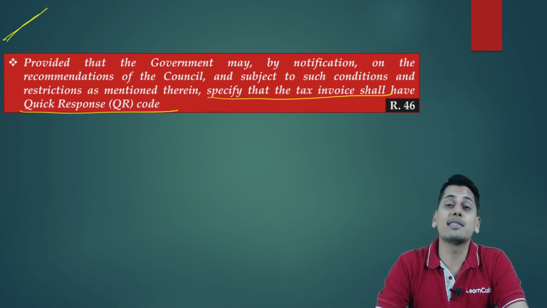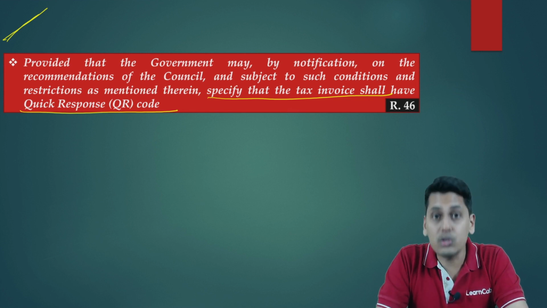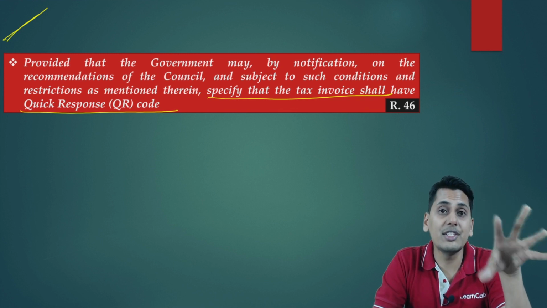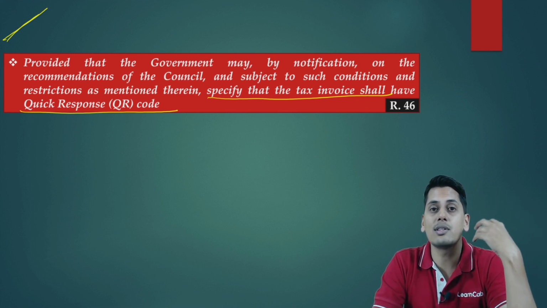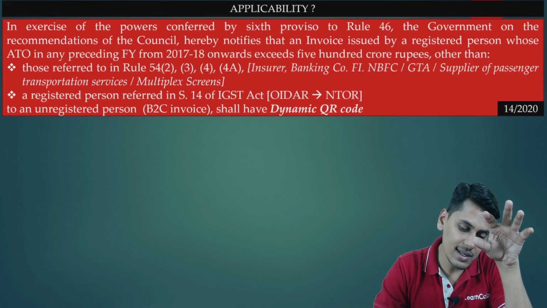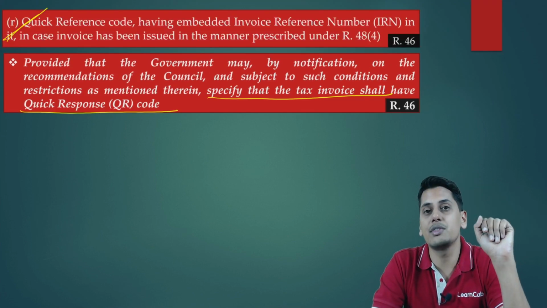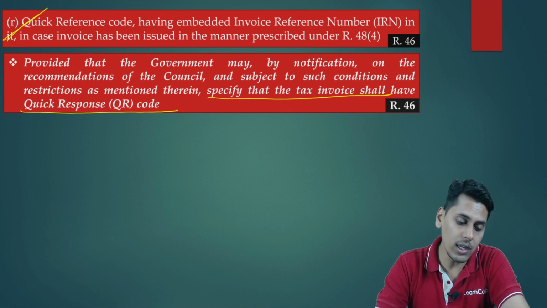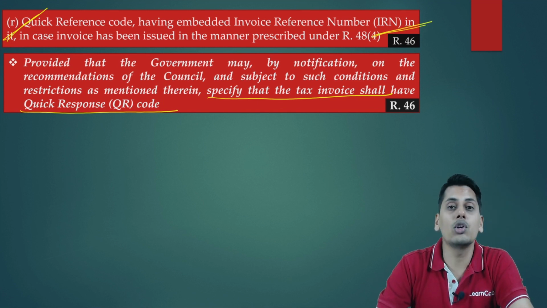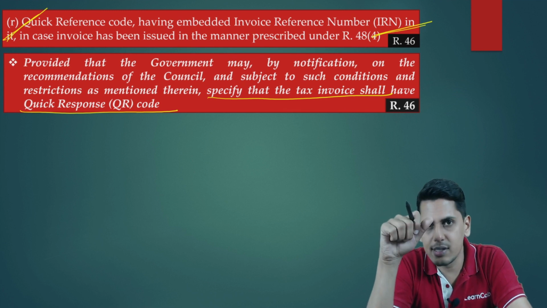So friends, 6th proviso to rule number 46 also tells you that the government by notification will tell you which type of tax invoices or tax invoices issued by whom shall have a QR code. Now friends, please understand there are two different QR codes which are there in rule number 46. One QR code we have already completed, rule number 46 sub rule R. That was a QR code having an embedded invoice reference number.